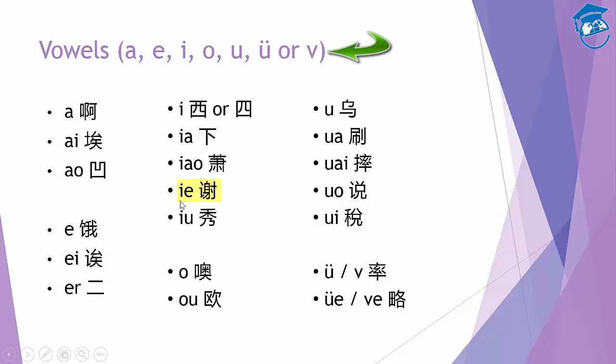The next one is a combination of vowel I and E, and this is pronounced as ie. And when it's combined with s sound, it becomes xie. And the last one of the vowel I group is combination between I and U, pronounced as you. And this one is pronounced as xiu when combined with s.